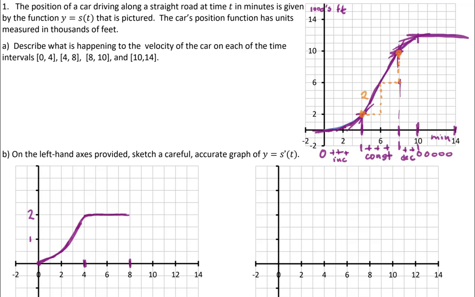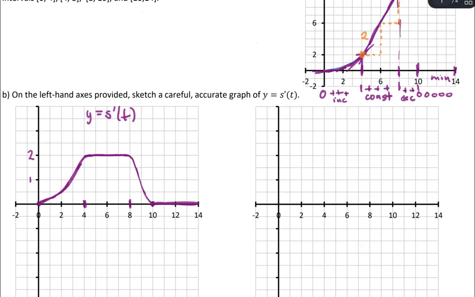Then from 8 to 10, our y values were still positive, but they're now decreasing. And right about 10, we expect to get back to 0. So this is going to start dropping down, and then at 10, it's going to get back to 0. And then from 10 to 14, our slope stuck at 0. So down here, our y value should stick at 0. So that's about what y equals s prime of t looks like.